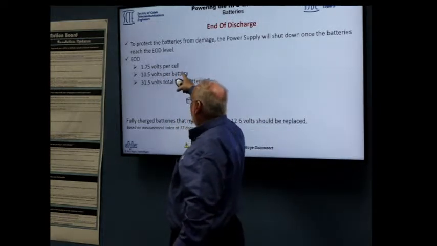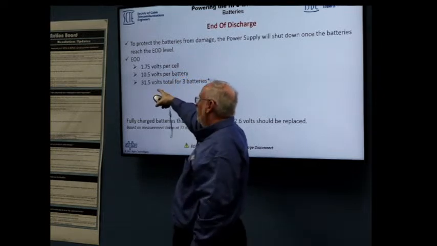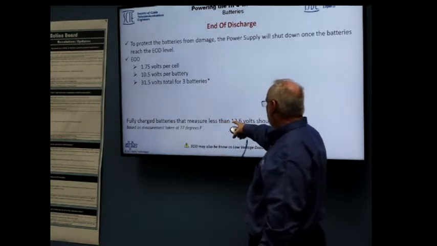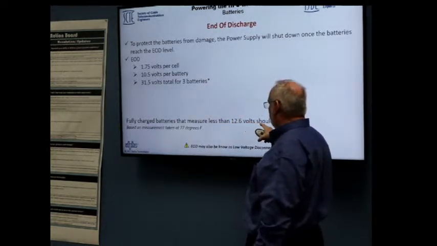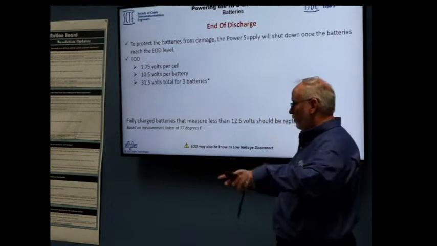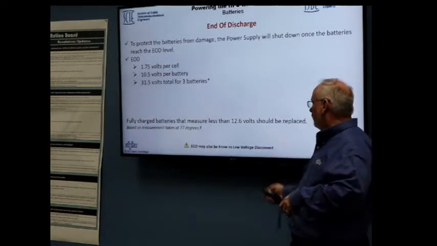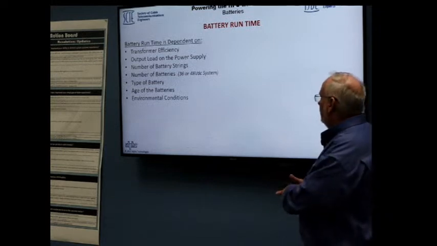It's normally 1.75 volts per cell, which works out to 10.5 volts per battery, and for us, it's normally about 31.5 volts for the string. Fully charged batteries measuring less than 12.6 volts should be replaced. These are ones that have been put in the field, have been fully charged, and then they turn out to be that voltage, replace them.